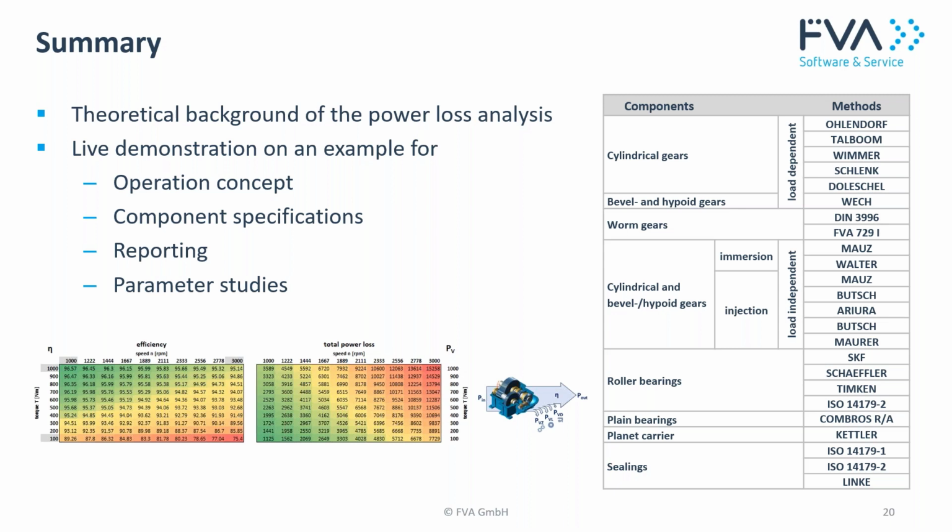Here we have seen the operating concept for the power loss analysis, how to specify the components, and how the report template looks like. Also, some parameter studies were shown, and shortly the capabilities of scripting to get an efficiency and power loss map, which you can see here below. And I think with this user-friendly operating concept in the FVA-Workbench, the power loss calculation can be performed directly at the beginning of the design process and can be considered at the beginning and not only at the end when everything is finally designed.